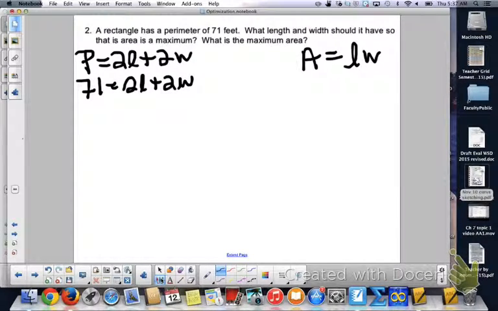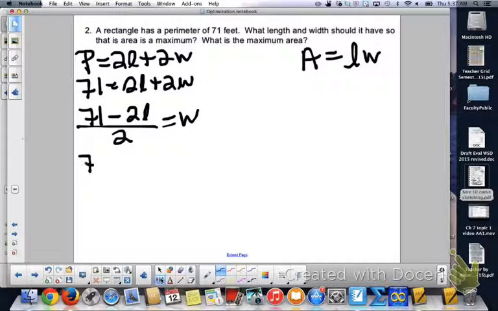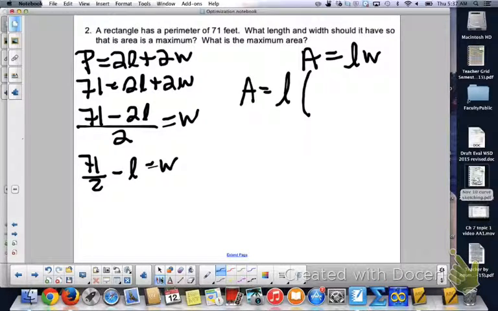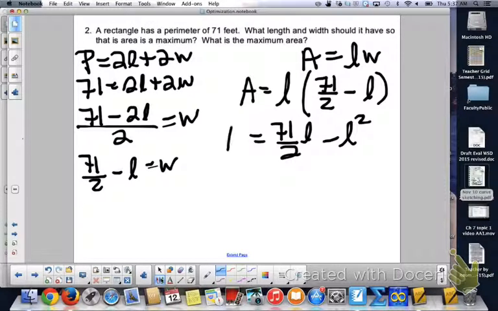And we need to solve for one of the variables. So you could do 71 minus 2L divided by 2 equals W. You can split that up: 71 over 2 minus L equals W. That might be easier when you plug it in. So our area, length times width, which is 71 over 2 minus L. Distribute that. Okay, and now we have to do the derivative.